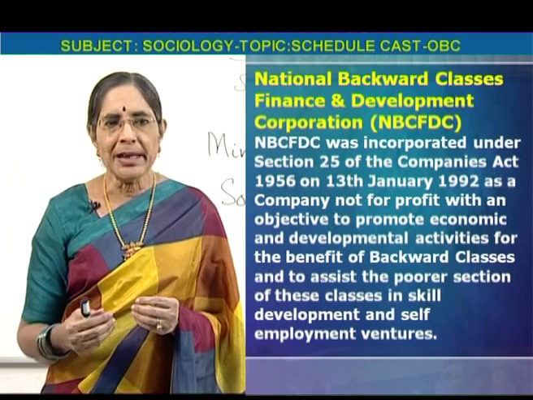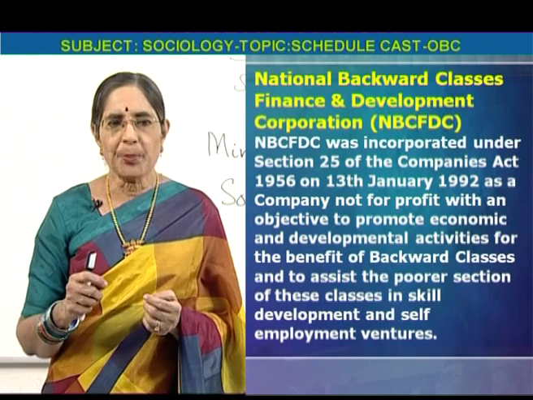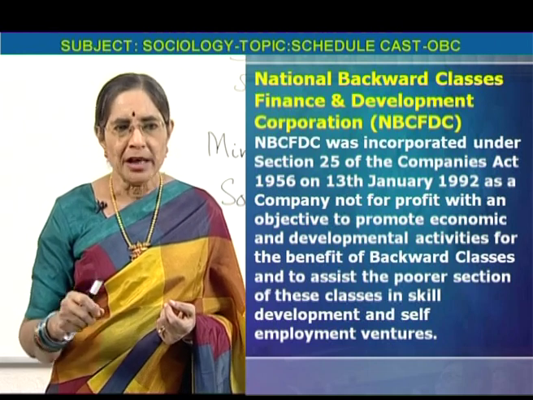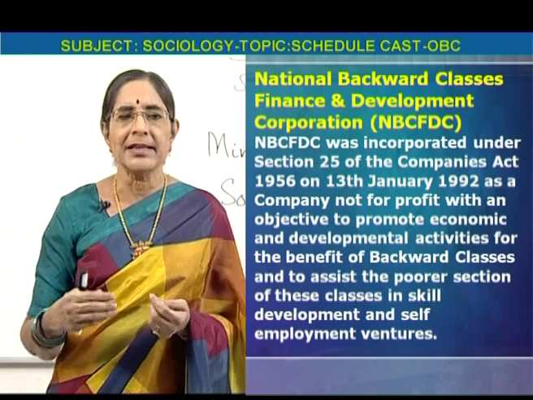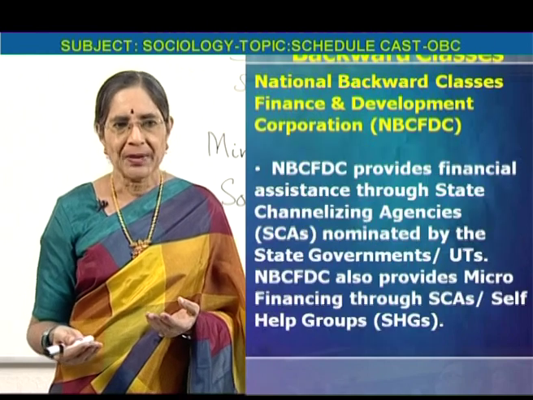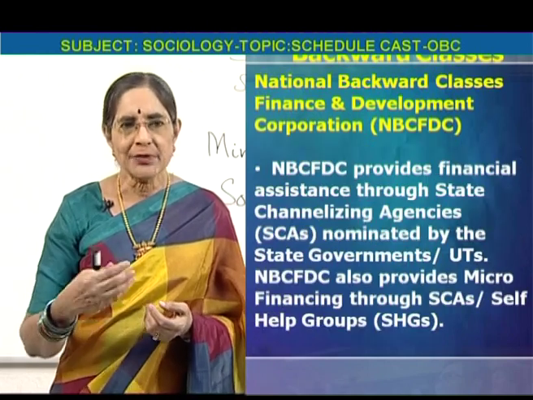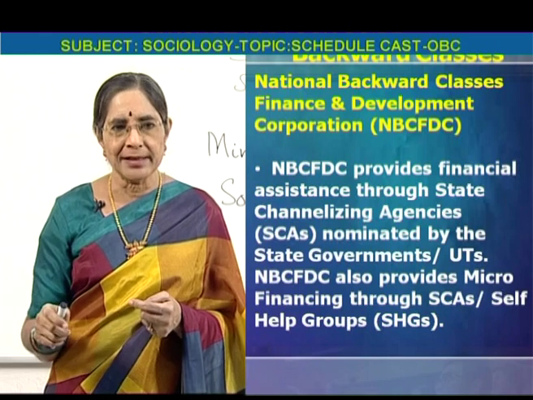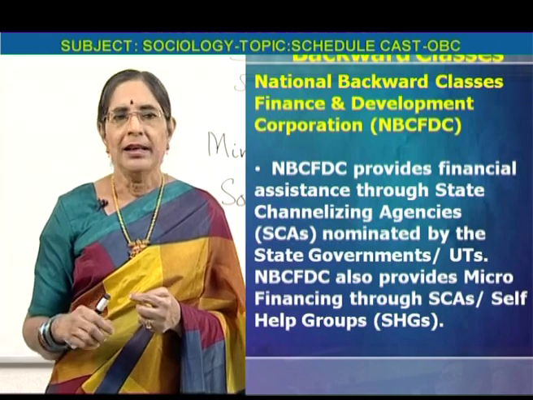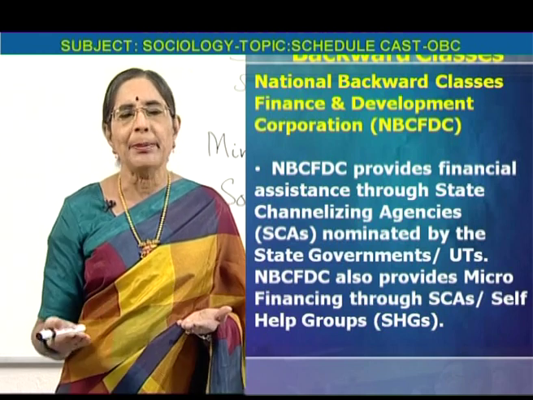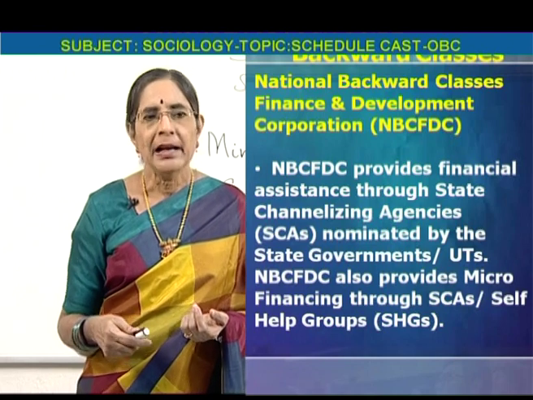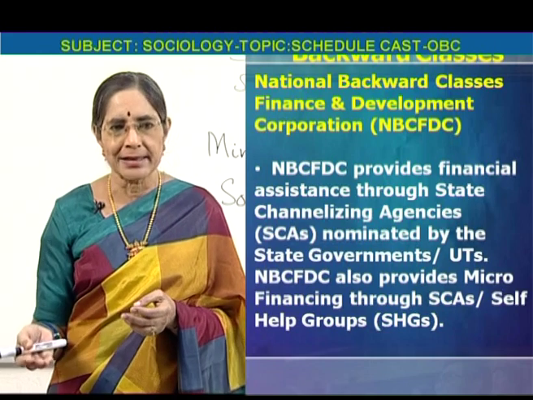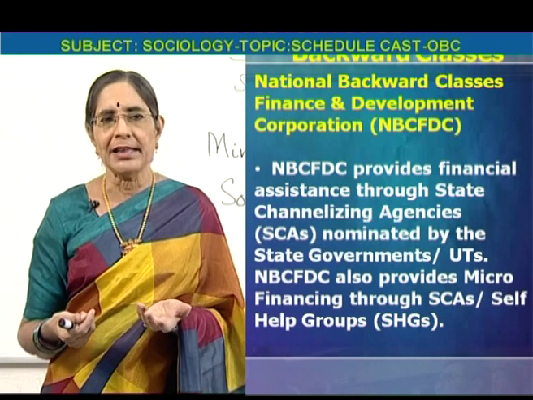This is incorporated as a company but not for profit, and its objective is to promote economic and developmental activities for the benefit of backward classes and to assist the poorer section of these backward classes in skill development and self-employment ventures. So, this corporation provides various facilities for the economic development of backward classes. NBCFDC also provides financial assistance through state channelizing agencies. These agencies will be nominated by the state government as well as union territories, and it also provides microfinancing. We have so many self-help groups or state channelizing agencies, and through these self-help groups, the microfinancing facility also will be given to people.